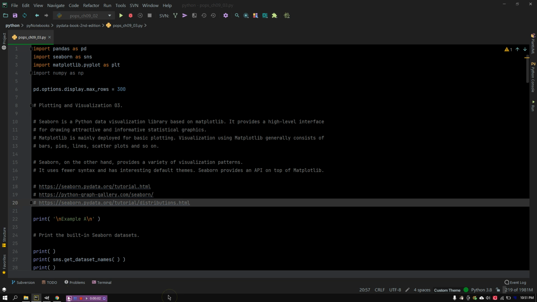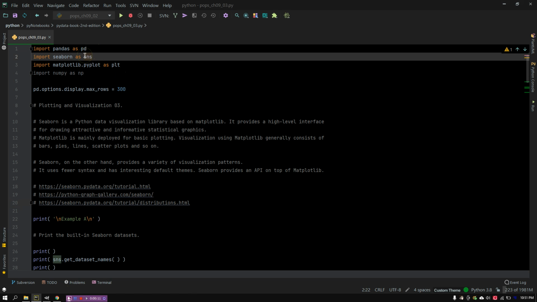Okay, here we're going to see Seaborn. Import the usual stuff, plus Seaborn. Remember that the alias SNS is the one we're going to use for Seaborn.